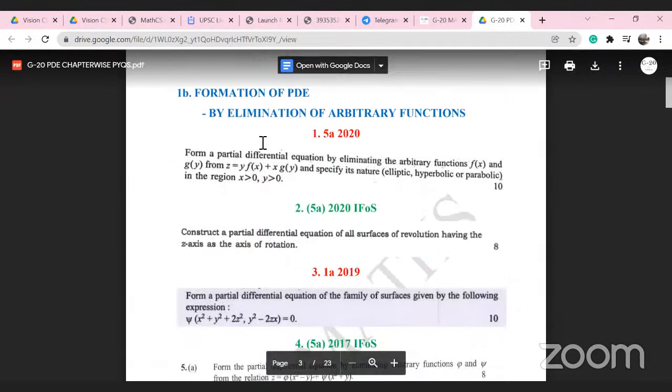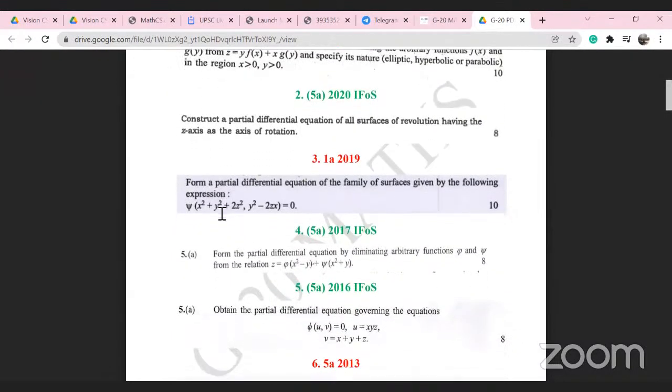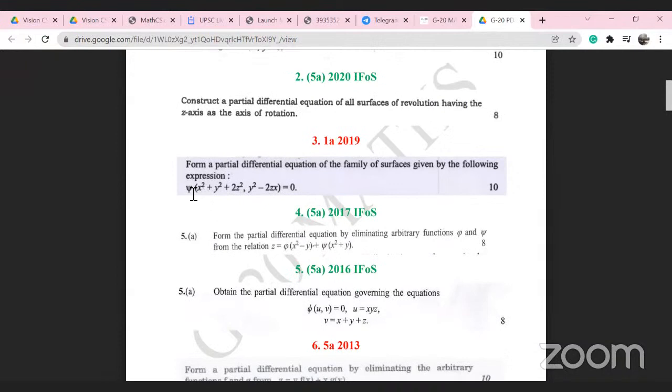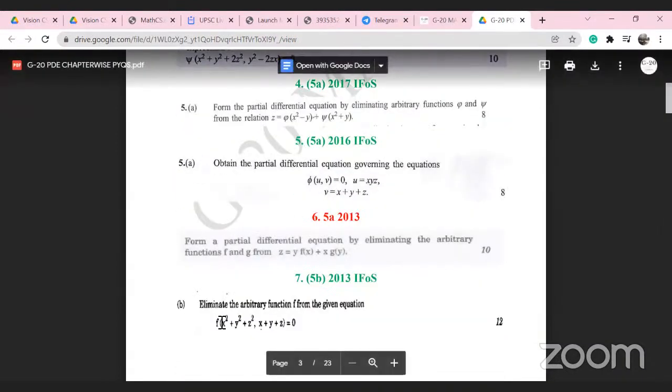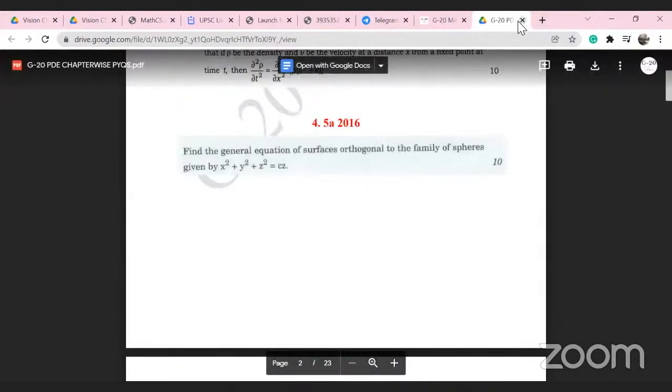For elimination of functions, you can get a function like this, or you can get a function like this, the implicit one. A lot of implicit ones. Here again, an implicit one. A lot of questions on implicit functions are asked. So 10 markers usually come from this part. So you should know this.